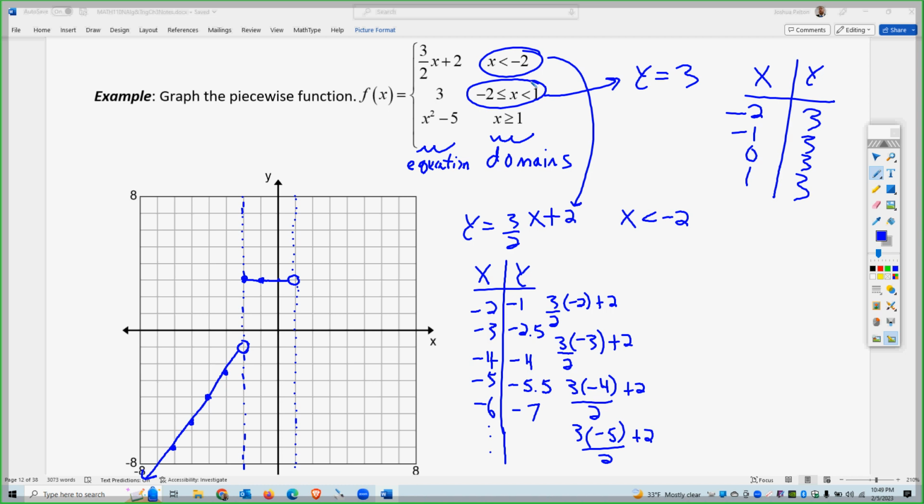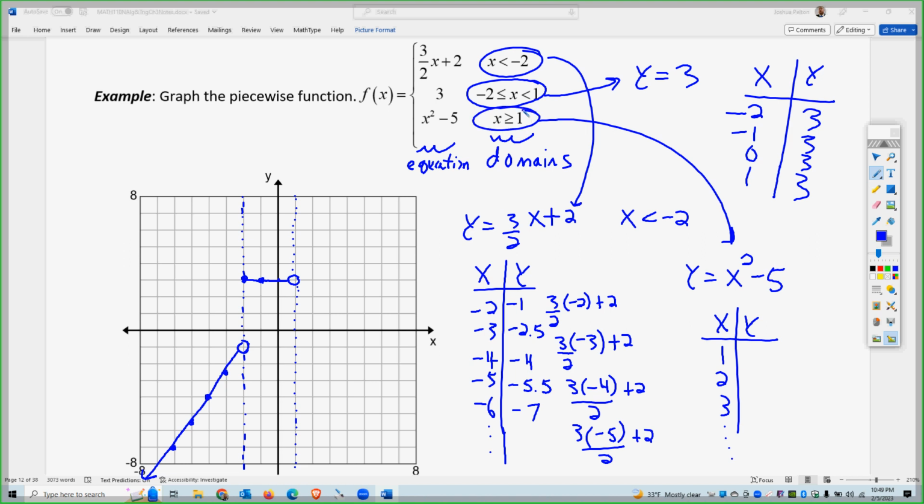Okay, so the last one is y equals x squared minus 5, right? The last piece of the piecewise function, correct? So this one's going down to here. So for this table of values, I can only put in the ones that are greater than 1, or 1, 2, 3, dot, dot, dot, right? Because I'm using this domain here.